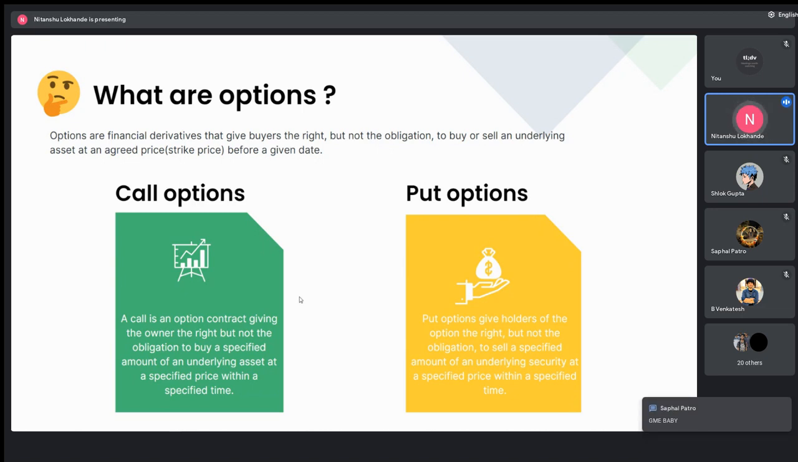Another option we have in play is the put option. The put option gives the holder the right, but not the obligation, to sell a specified amount of underlying security at a specified price within a specified time. So basically, it's just the reverse of the call option, but for selling purposes we utilize the put option. Let's move on to the next slide.